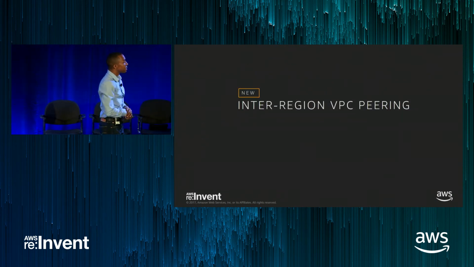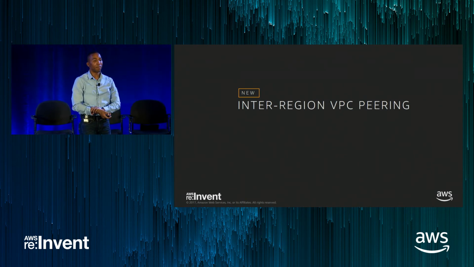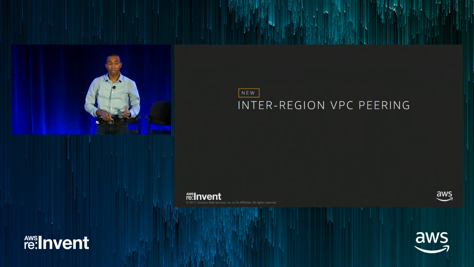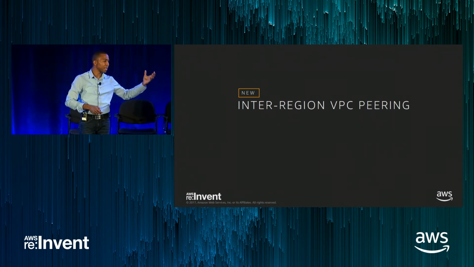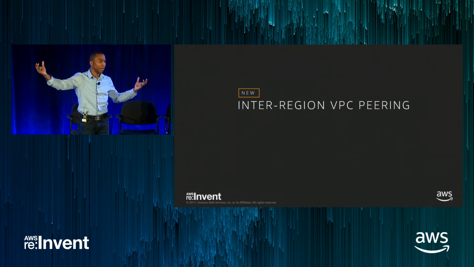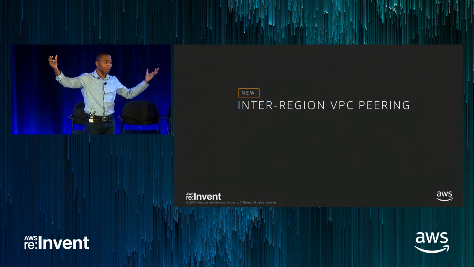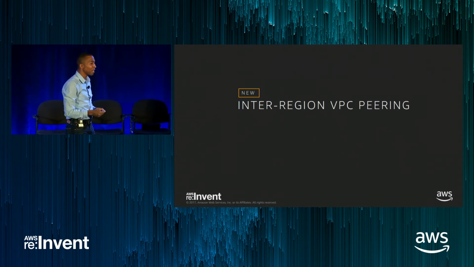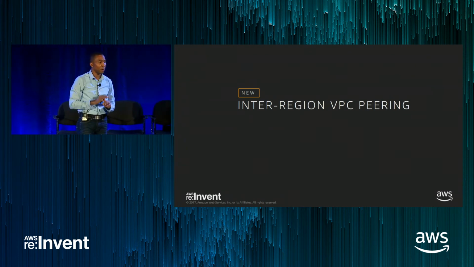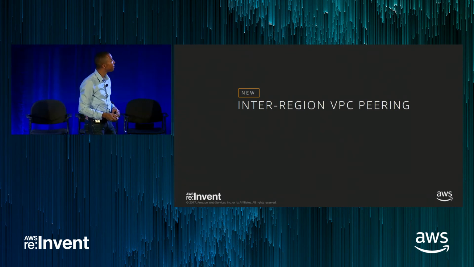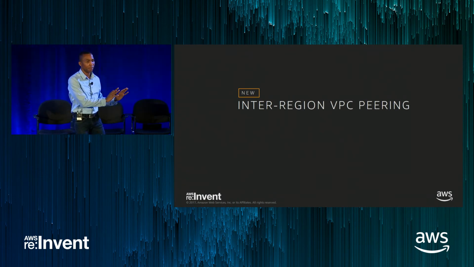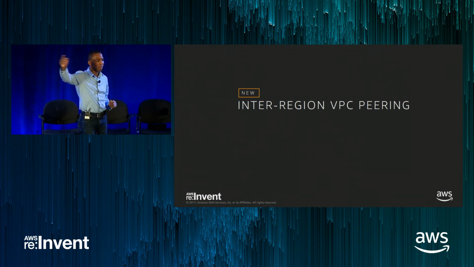You can do this via inter-region VPC peering. Inter-region VPC peering gives you the ability to create a peered connection between a VPC in Oregon or US West 2 and Ireland. I've actually done this, and the latency is 139 milliseconds with no dropped packets for a continuous ping for about 10 minutes. So that simplifies how I now connect to another region.